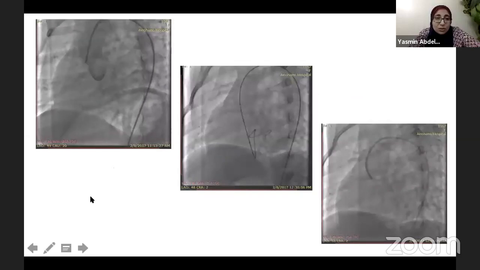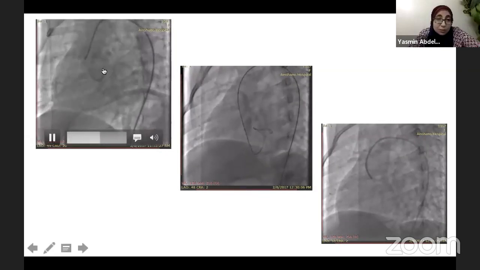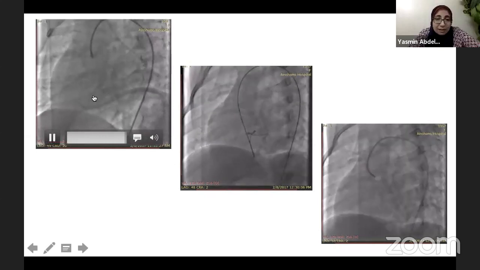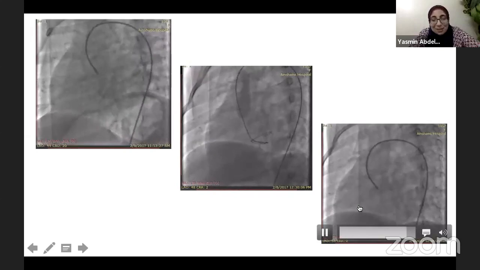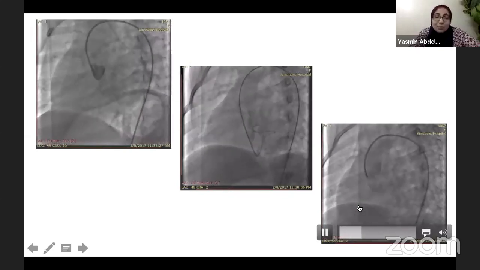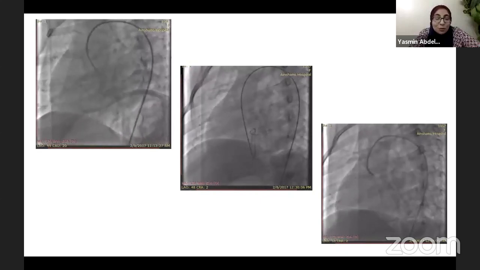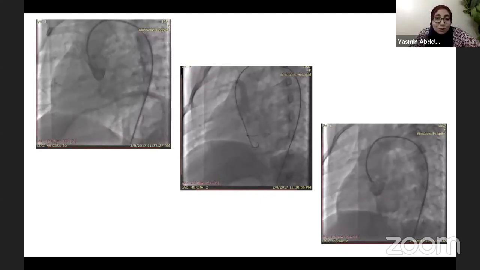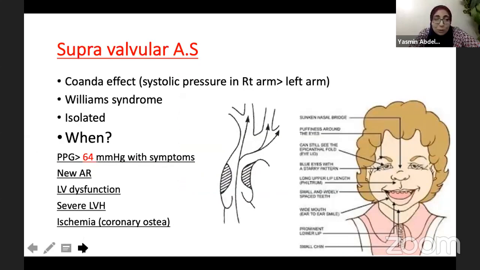So this was the patient inside the cath lab. Here you can see the tricuspid thickened aortic valve, and this is the balloon dilatation. And here is what happened. We have at least moderate regurgitation, so the patient will be kept on medical treatment for some time until he is operated upon. That was the whole case.